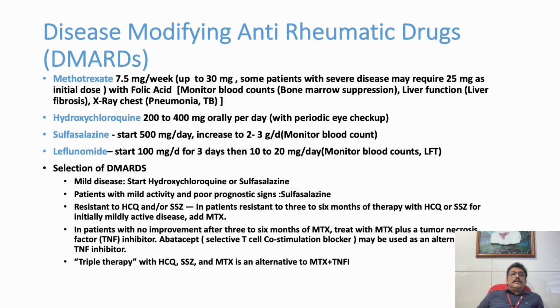Hydroxychloroquine is another drug. You can give 200 to 400 milligram. It can produce darkening of skin, and some eye checkup is required periodically to rule out the complications of hydroxychloroquine. Sulfasalazine is another drug that can be given as 500 milligram TID or 1 gram TID. Leflunomide can be started as 100 milligram per day, then 10 to 20 milligram per day can be continued. During the therapy with all these drugs, we have to check the liver function test, renal function test, blood counts, all these things, and for HCQS, again eye checkup is very, very important to rule out retinal pigmentation.